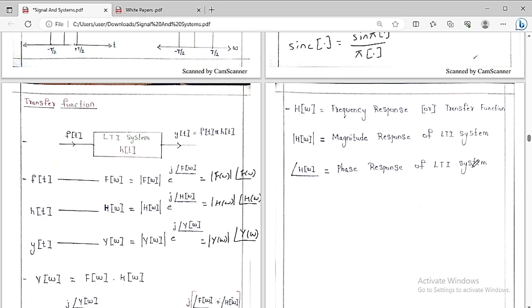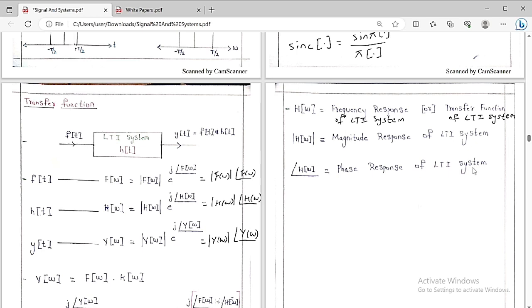So H of omega is basically called the transfer function of the LTI system or the frequency response of the LTI system. Similarly, the magnitude of H of omega is called the magnitude response of the LTI system, and the phase angle of H of omega is nothing but the phase response of the LTI system. So this is what I am trying to tell you: the frequency response of the LTI system, or the transfer function of the LTI system. These things you always have to keep in mind.